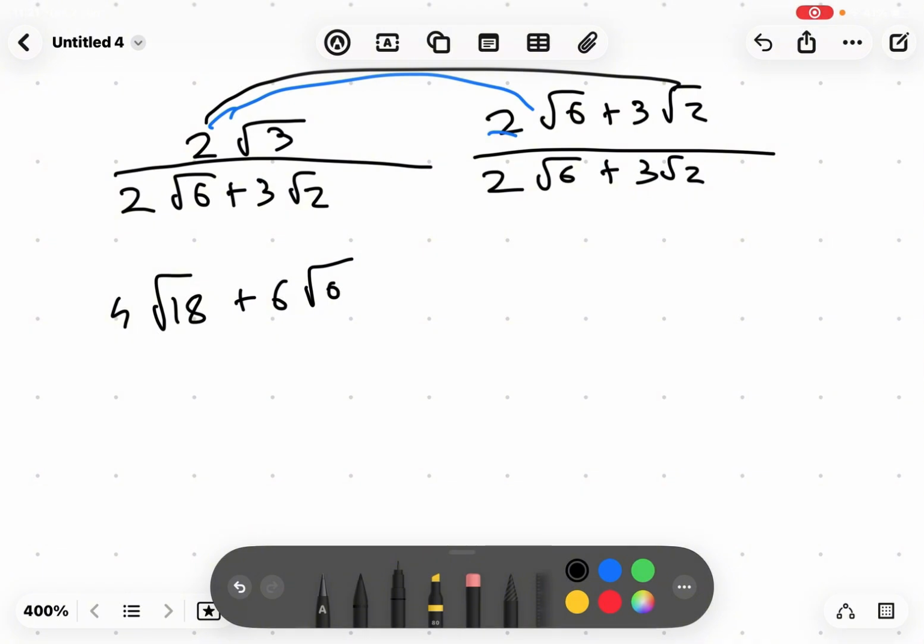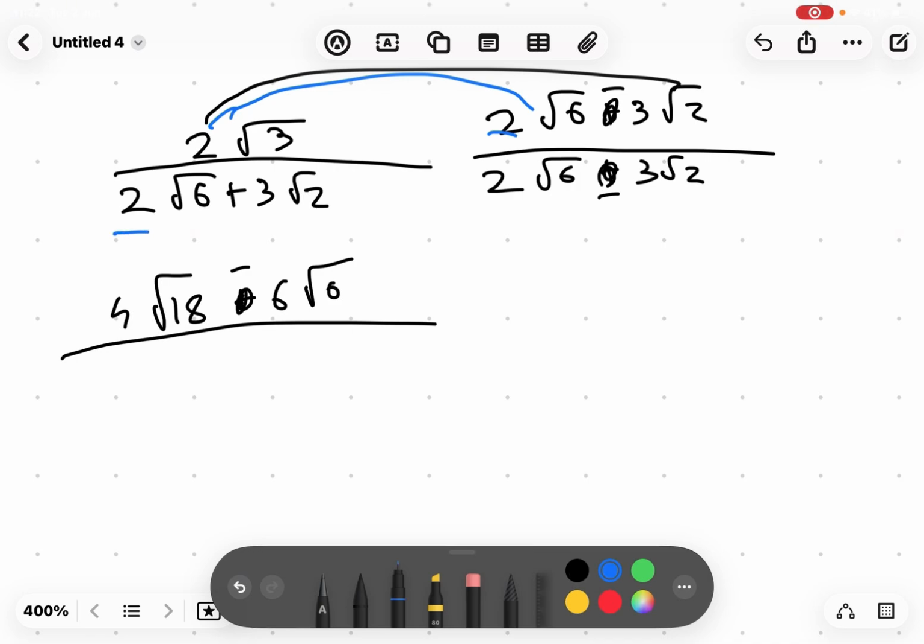Oh wait, how did it become a negative? Oh, sorry, I made a very, very bad mistake. Basically, this is a negative. Sorry. So this is not going to be a plus, this is going to be a negative. Yep. And after, here's the long part.